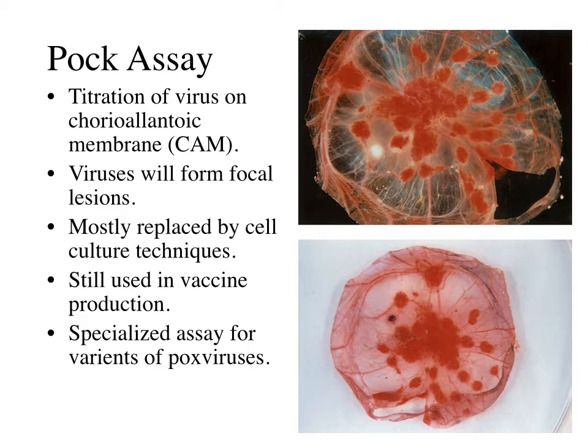For viruses that grow in embryonated chicken eggs, we can use the pock assay. In this case, we're titering the virus on the chorioallantoic membrane, or CAM, of the chicken egg. So we just use the typical methods that we discussed earlier in this lecture, and viruses will form focal lesions on the membrane. And you can see these red blotches. Those are the pocks. So you would introduce the virus into the chicken egg, allow time for the pocks to grow. Then you can introduce a stain, break open the egg, and actually count the individual pocks. This has mostly been replaced by cell culture techniques for obvious reasons, but it's still used in vaccine production, and it's a specialized assay for different types of pox viruses.